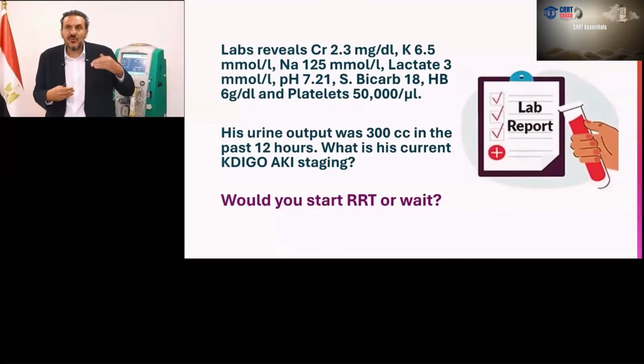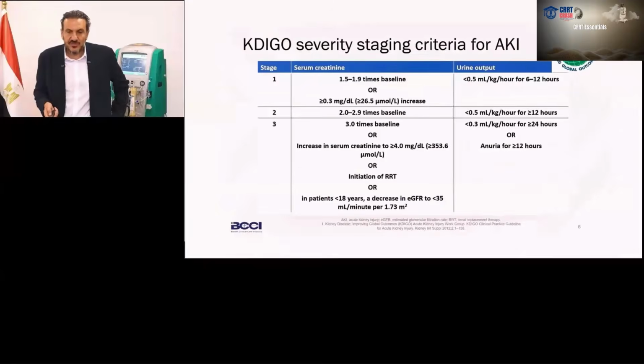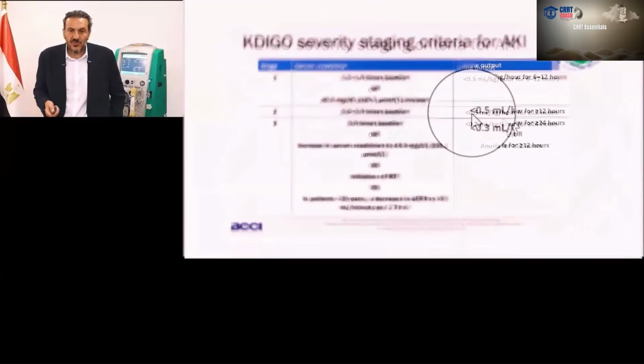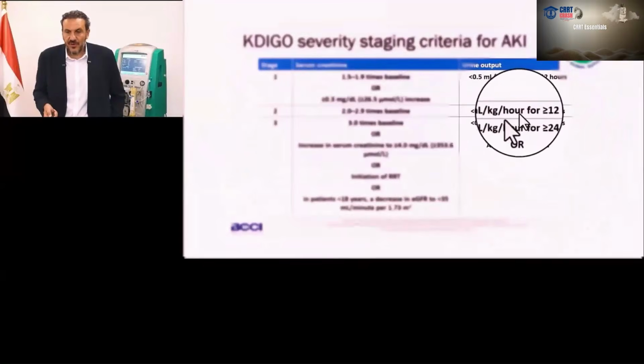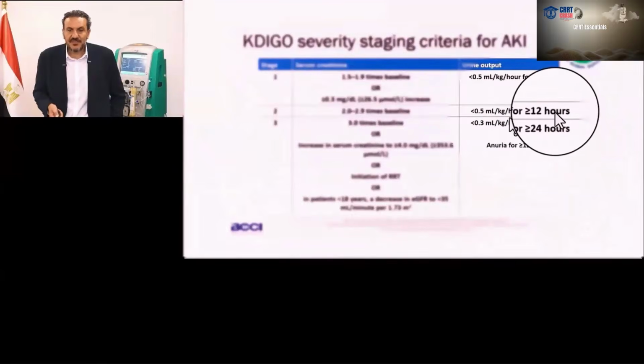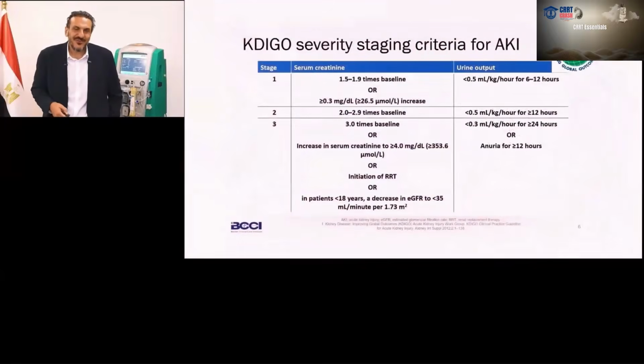So when we say oliguria is more than 12 hours, which stage is that by the KDIGO? You see for the KDIGO criteria, oliguria persistent for longer than 12 hours means that it's a stage 2 AKI. So the correct answer is C, stage 2 AKI.